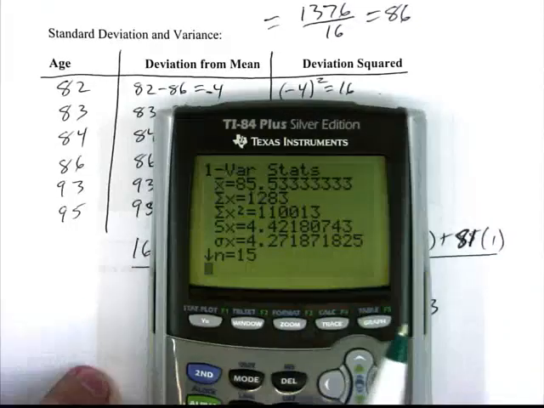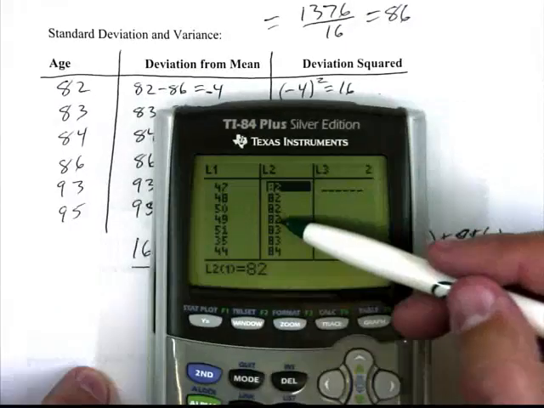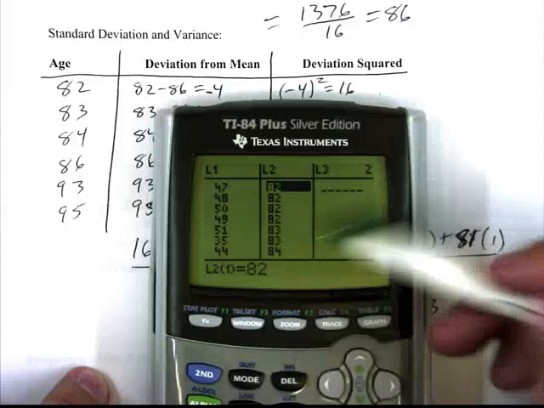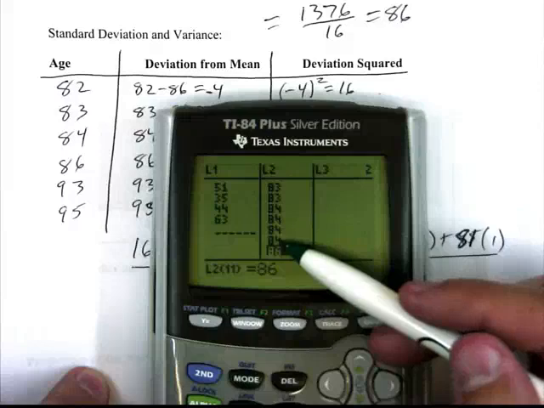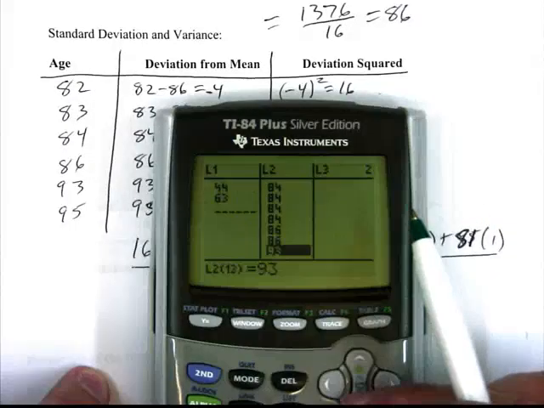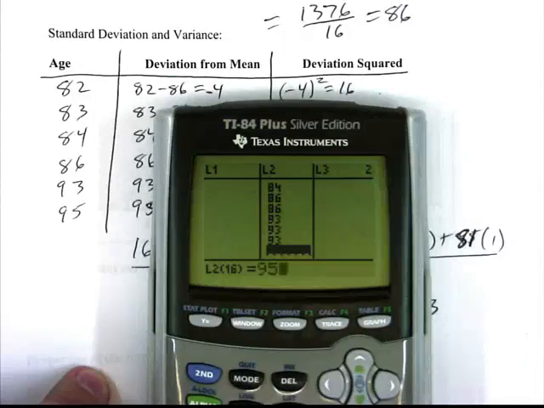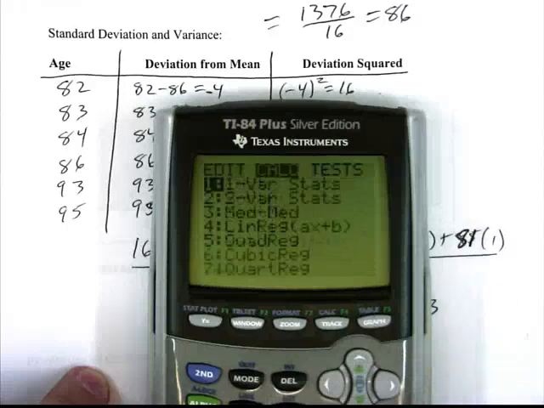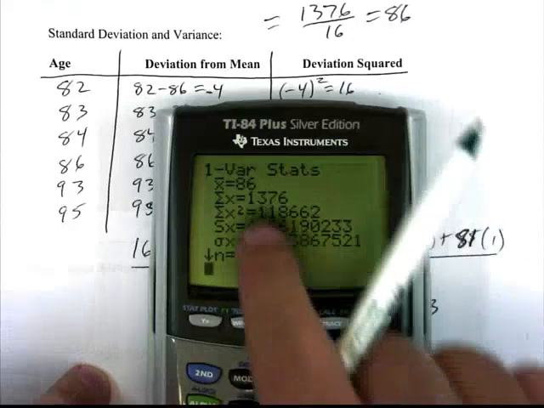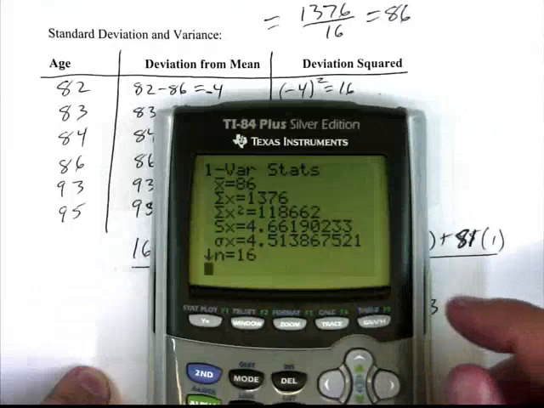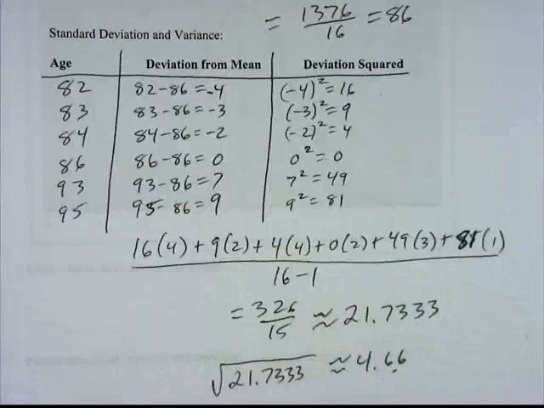I must have missed something here. Let me check. So I've got 1, 2, 3, 4 82s, 2 83s, 1, 2, 3, 4 84s, 2 86s. Oh, I forgot a 93. All right. So now let's go back and calculate one variable stats with L2. Okay, so our mean is 86, which is what we thought, and our standard deviation is 4.66, which is what we got. Alrighty, so hope that helps.